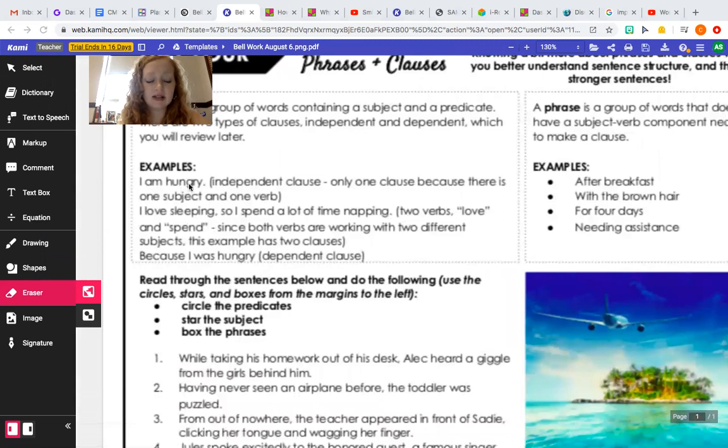I am hungry. This can stand by itself. It is an independent clause. It has a subject, I, and a verb, am. Okay, now am is not an action verb, it's a being verb, but it does do something. It tells what I is.